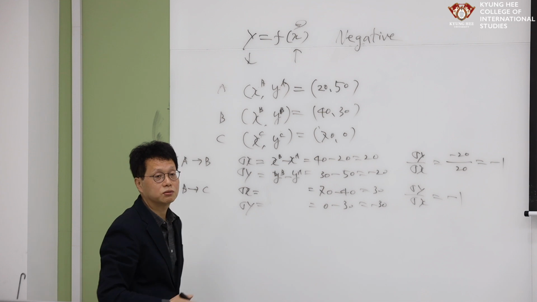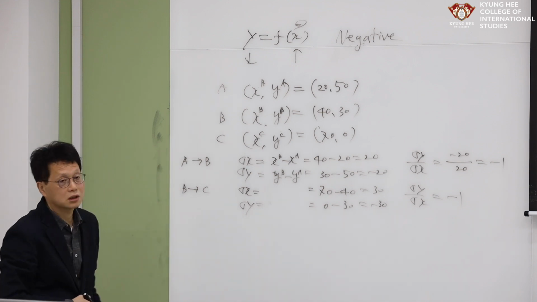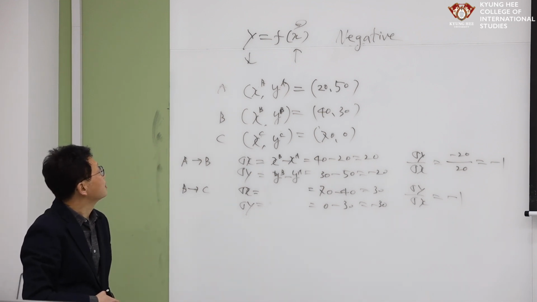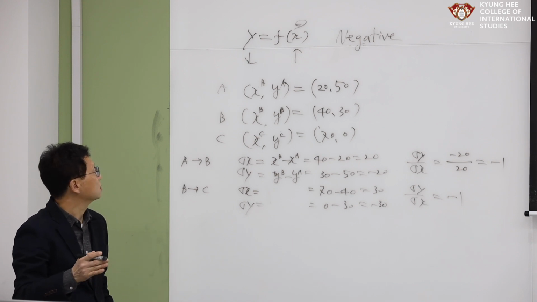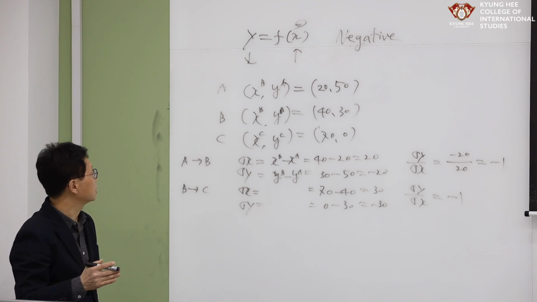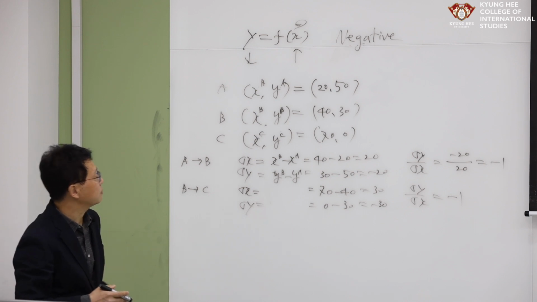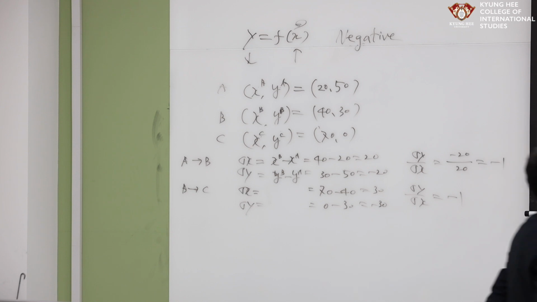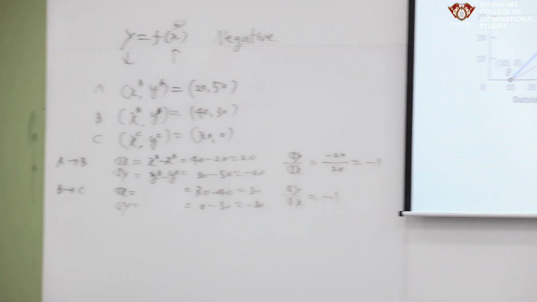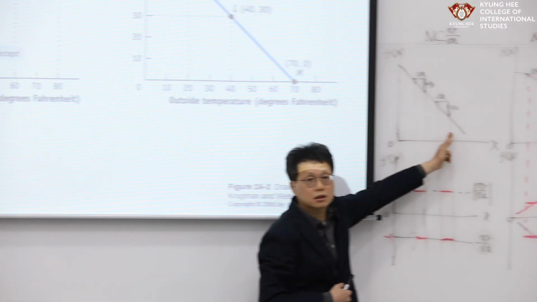There are three types of negative relations. First one is the negative constant slope case. Negative constant changing rate case. The graph of this one is this one, okay? Like this.